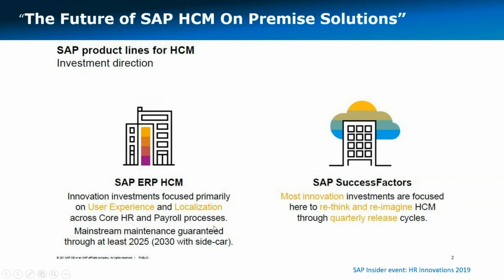The number down here in the bottom left for HCM within ERP probably doesn't come as too much of a surprise to anyone who's already on SAP. There is this 2025 deadline looming where SAP are saying that they will be ending support for core ECC, and that involves the HCM platform running on ECC. So we know that that's coming.